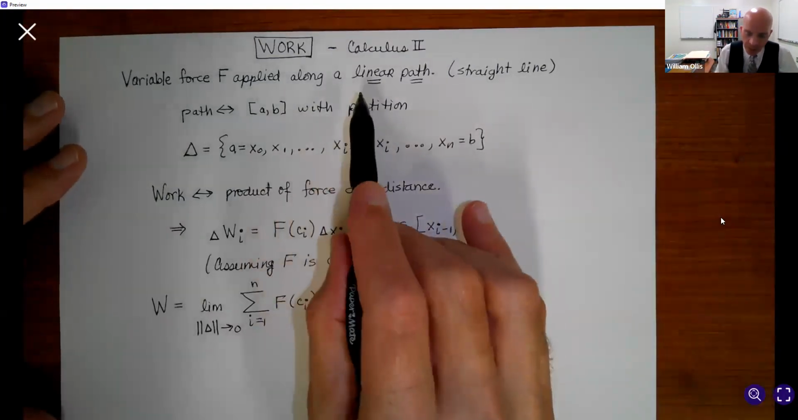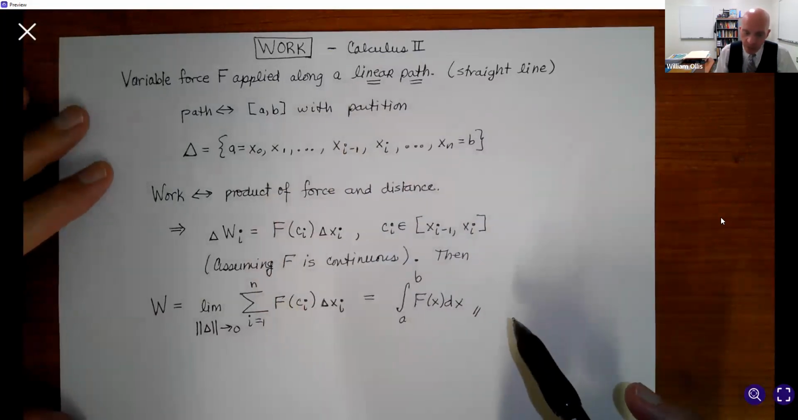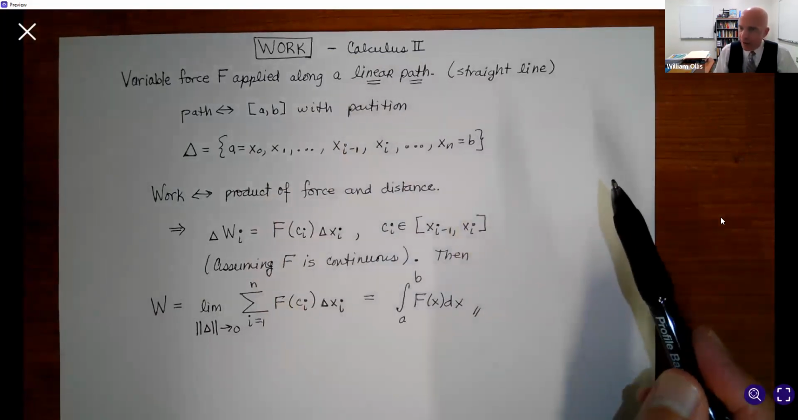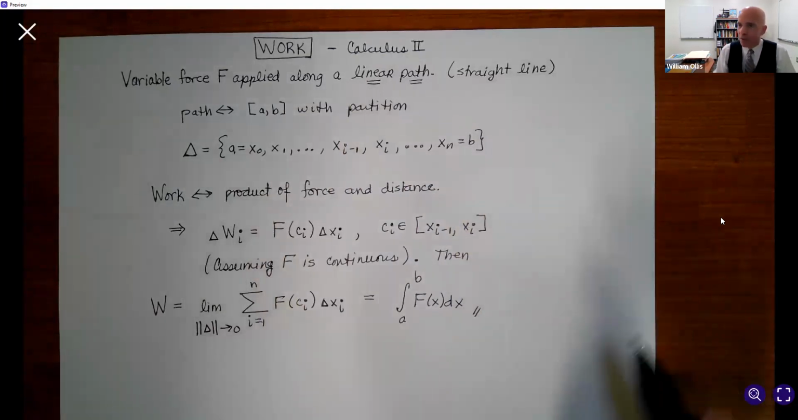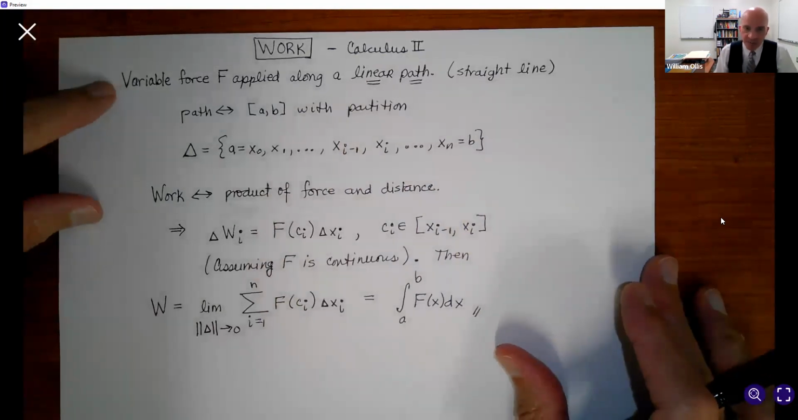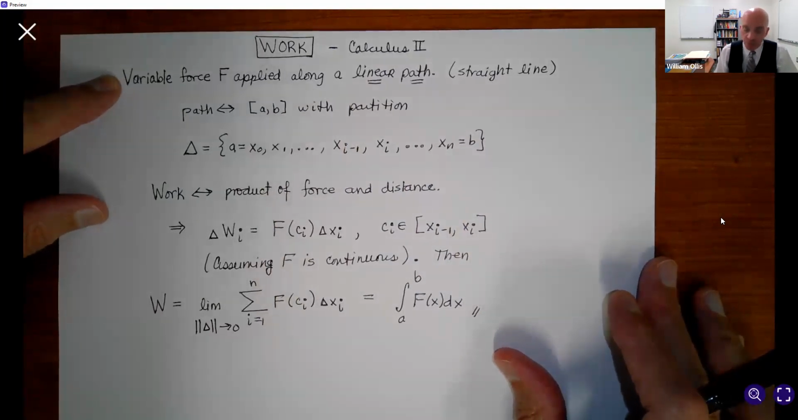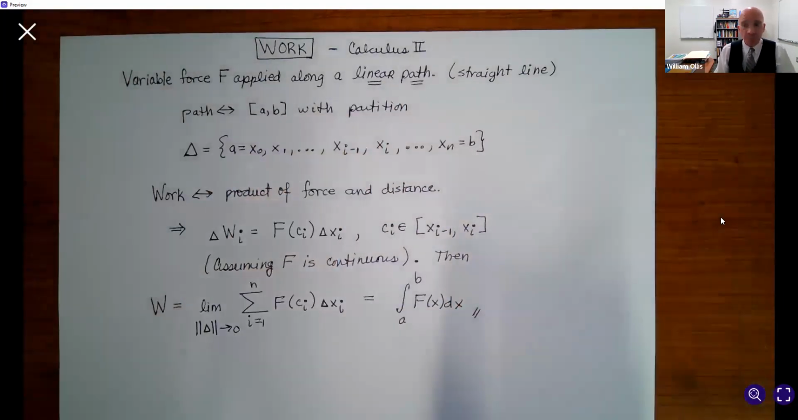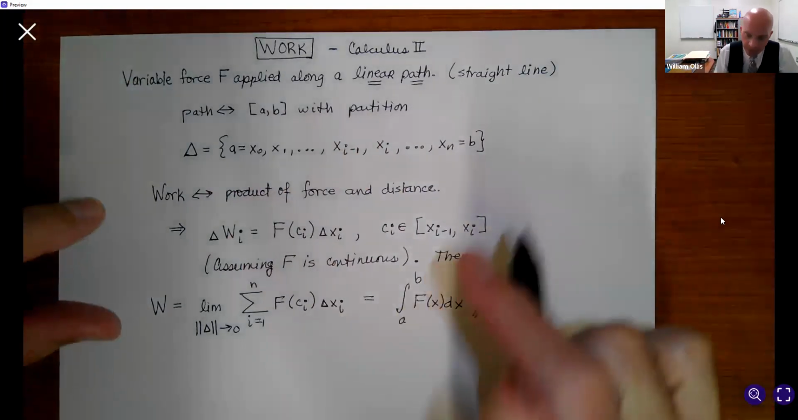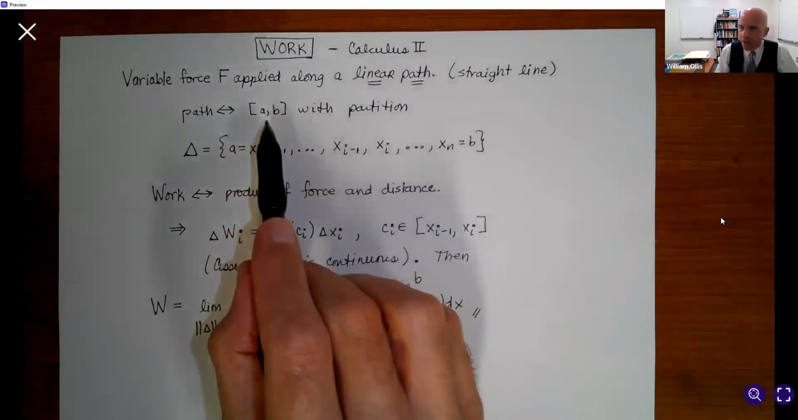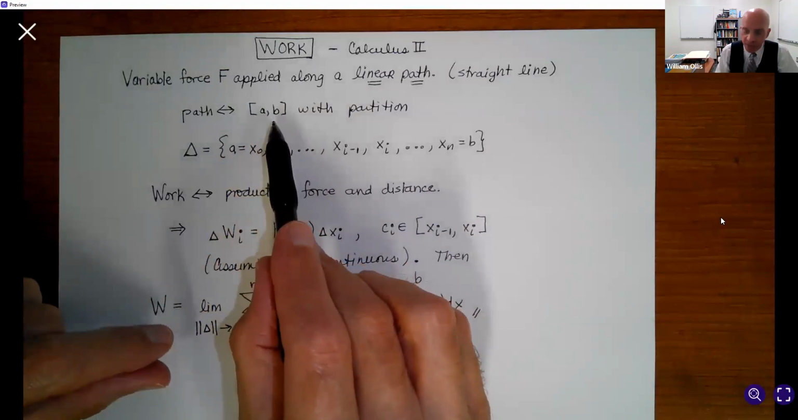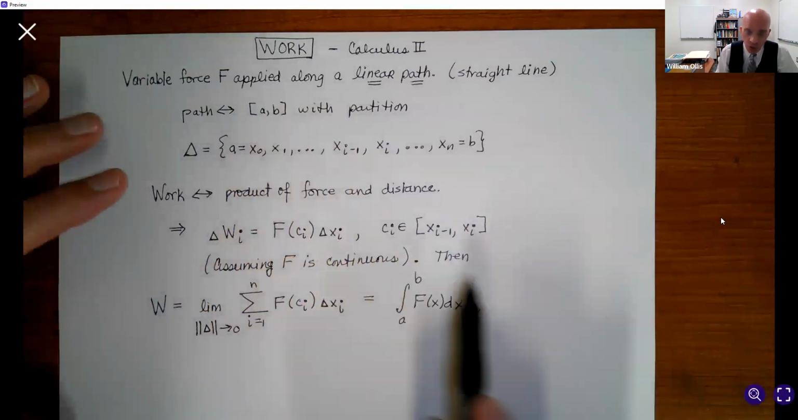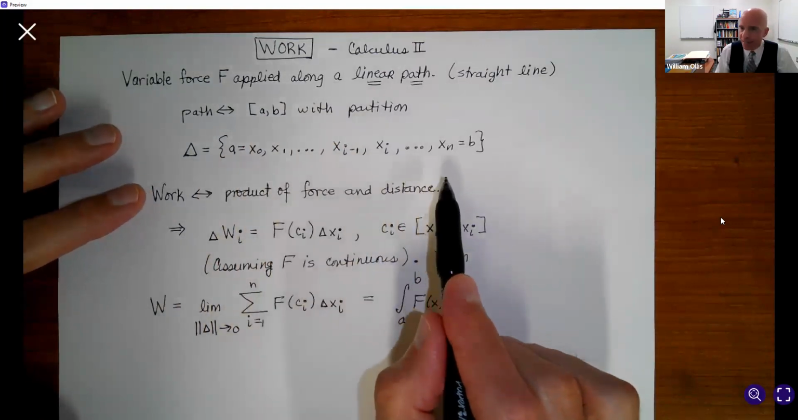So what we want to do here, and I've gone ahead and written this out to give you some idea about how we would structure work within the confines of a partition. So as I said before, when we think about a variable force, for now, we will apply along a linear path. So I guess when you think about work, you think about force applied over a particular distance. And what we'll do is just say that our path is defined by a closed bounded interval A to B. And also, we will consider a partition of that interval.